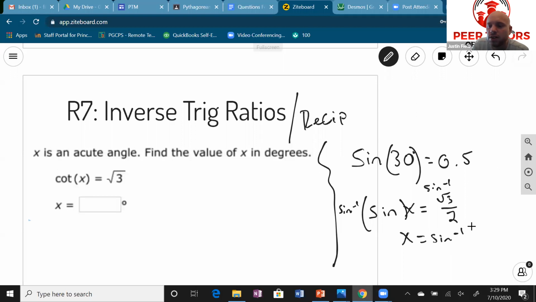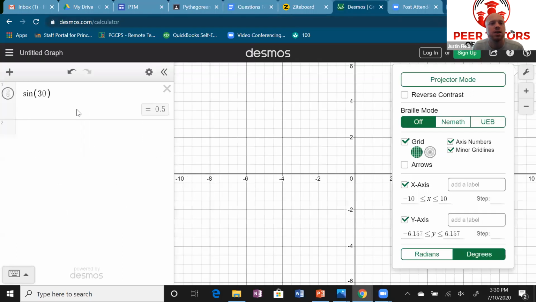X equals the inverse sine of root 3 over 2. So you would just, on the calculator, press second sine. And that is all you gotta do. So second, this right here is cotangent of x. So you just do the inverse cotangent of, and the only thing is there's no reciprocal trig on a graphing calculator. So that makes this one a little bit more difficult.